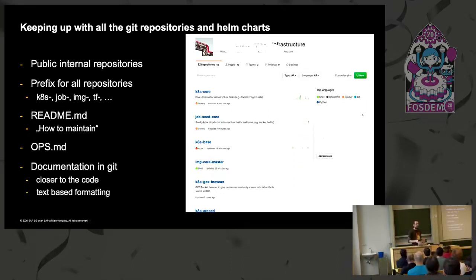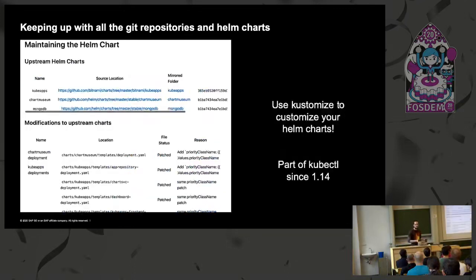We have our documentation in Git. It's closer to the code. It's text-based formatting, which is much easier than in Word, moving things around. It works great. And you can use GitHub Pages if you want to, which is really lovely.